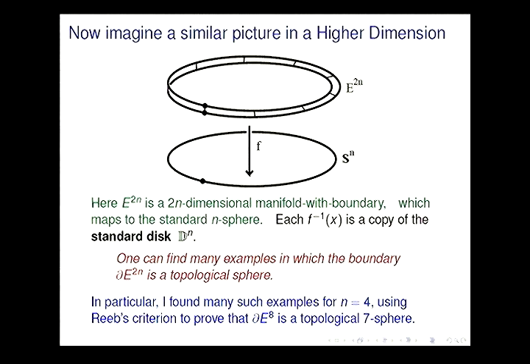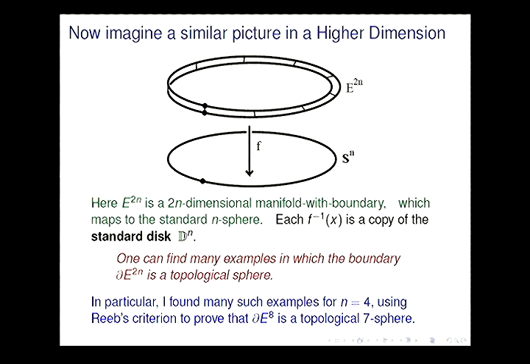So I found many examples with n equals 4. Here we'd have a 4-dimensional sphere down here, an 8-dimensional manifold with boundary, and the boundary was a topological 7-dimensional sphere. And the proof that it was a topological 7-dimensional sphere was just the same argument due to Georges Reeb. So one had to construct this explicit smooth real-valued function with only two critical points on it.